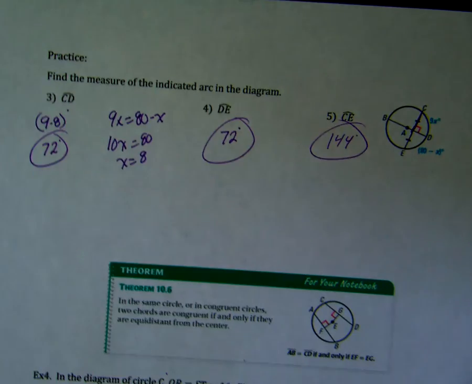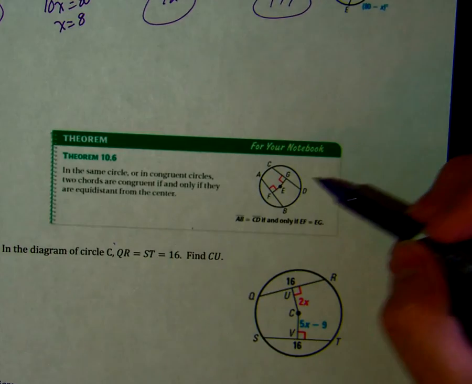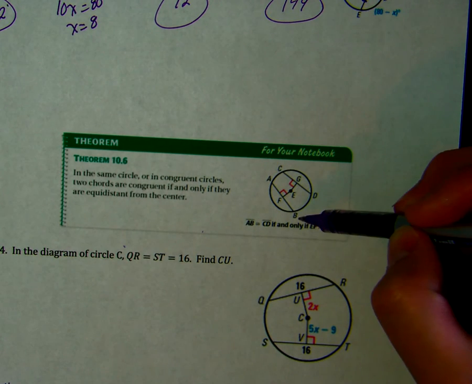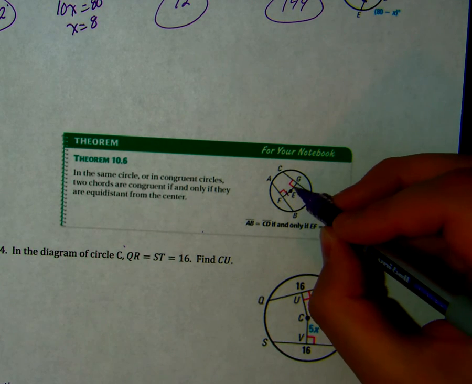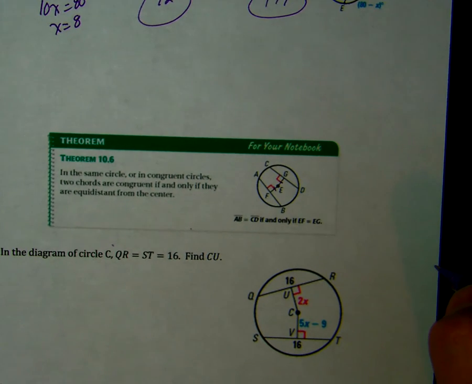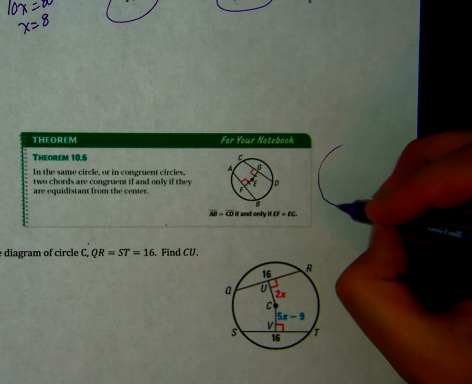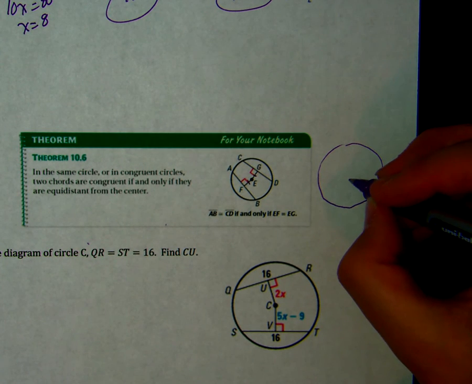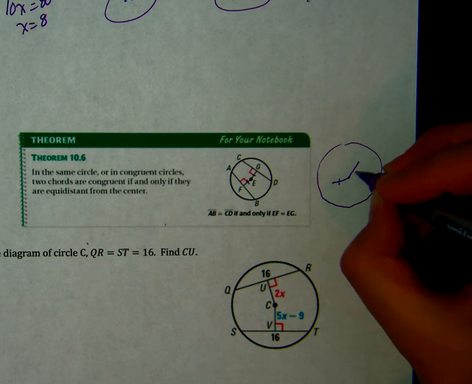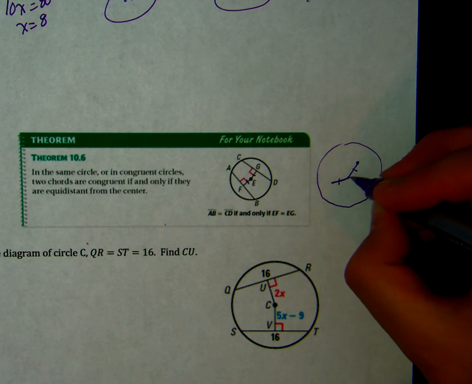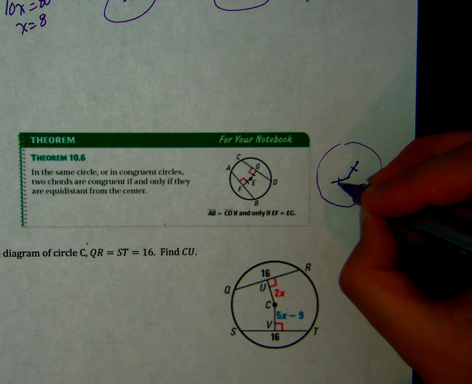All right. So the last theorem is that in the same circle and congruent circles, two chords will be congruent if they are equidistant from the center. So if they are equidistant from the center, the chords will be congruent. This is another one that's pretty easy to prove, and if you haven't figured it out by now, guess what? It's actually about triangles.